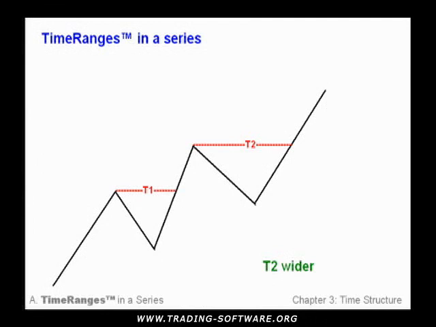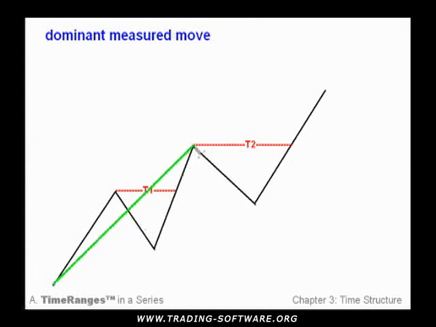If T1 was wider and T2 was narrower, then the move following the making of T2 may be limited. Let's see why. The reason why comes from the theory of the dominant measured move. That is simply a measured move that is drawn around the widest time range. In other words, if T2 were to be wider than T1, and in this case it is, here is the dominant measured move redrawn.